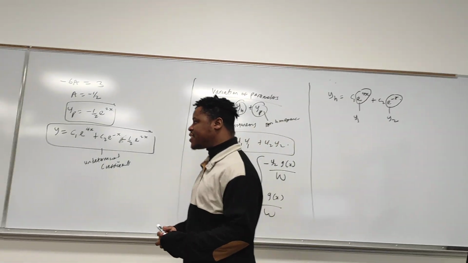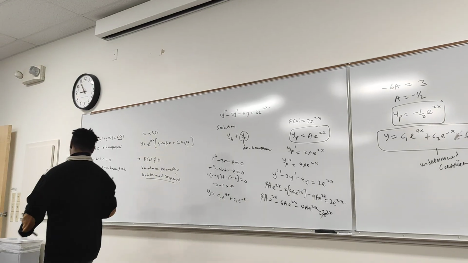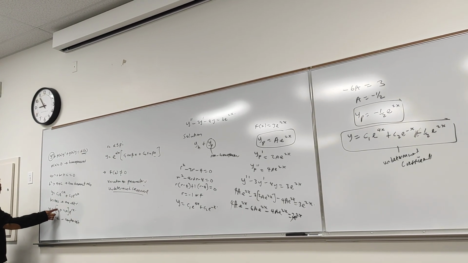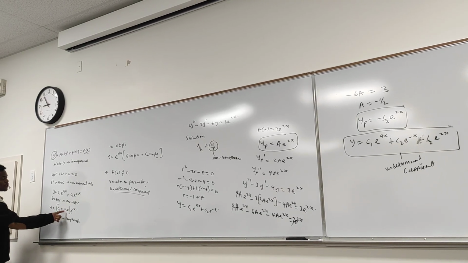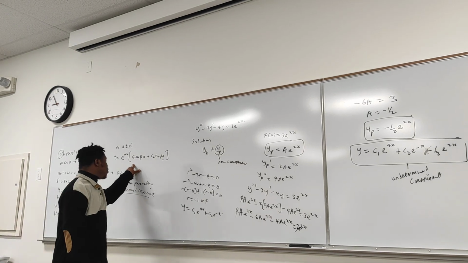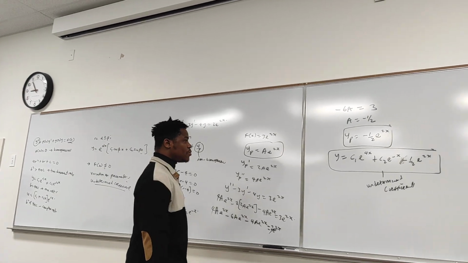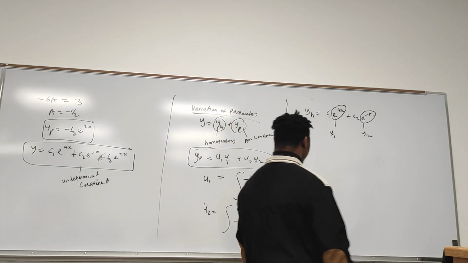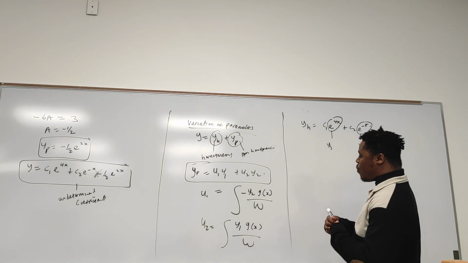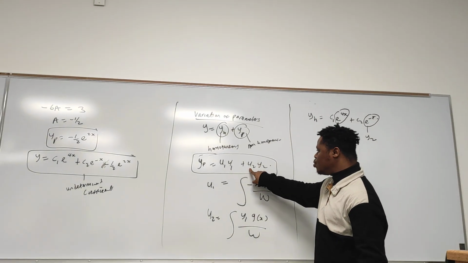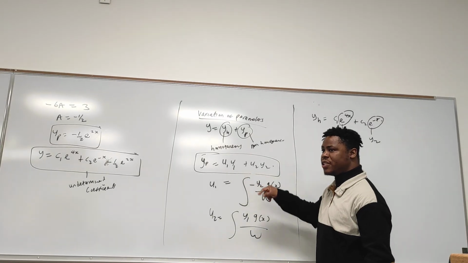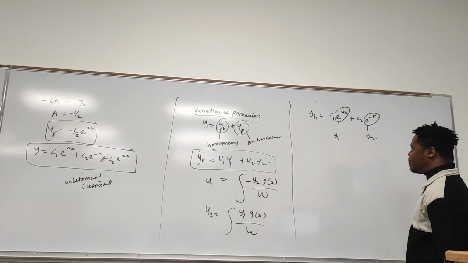Regardless of the form of the term, you do the same thing: you expand, and the coefficient of C1 becomes Y1, the coefficient of C2 becomes Y2. If it's a complex term, it's the same thing. The coefficient of C1 becomes Y1, the coefficient of C2 becomes Y2. Now, we have Y1 and Y2, right? So we know that our YP is U1 Y1 plus U2 Y2. So we need to find U1 and U2. Once we find U1 and U2, we plug them in here. That is how we solve using the variation of parameters.